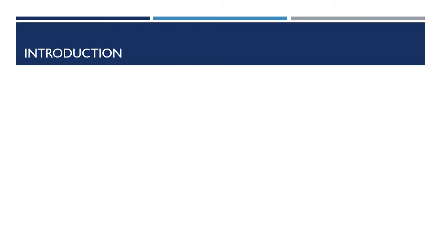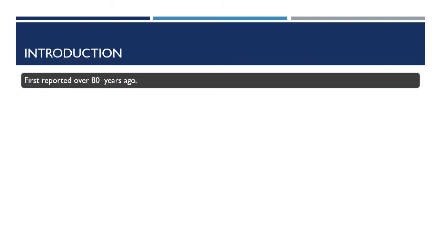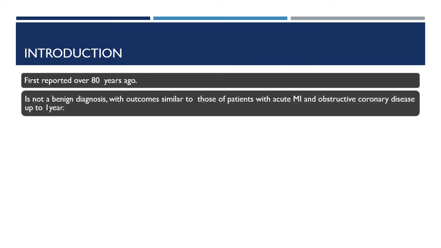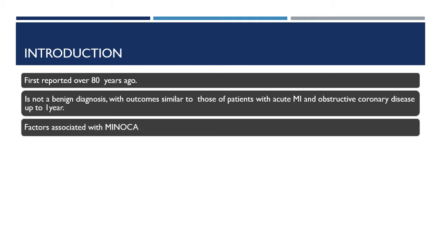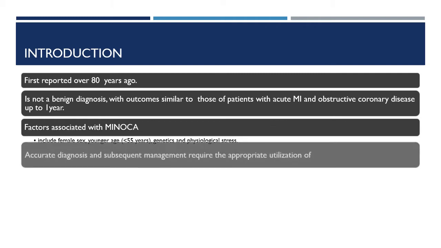So we begin our presentation with the introduction, and let's not forget that Minoca is not a new entity. It was first reported over 80 years ago. And the other thing is that it's not a benign diagnosis, with outcomes similar to those of patients with acute myocardial infarction and obstructive coronary disease. The 1 year adverse events in these patients are pretty much similar to those in patients with acute coronary syndromes. The factors associated with Minoca include female sex, which is more common in females, and younger patients less than 55 years. Some genetics and physiological stressors are also associated with this diagnosis.